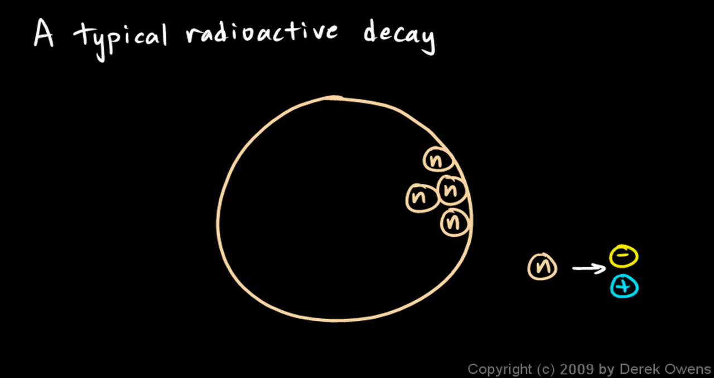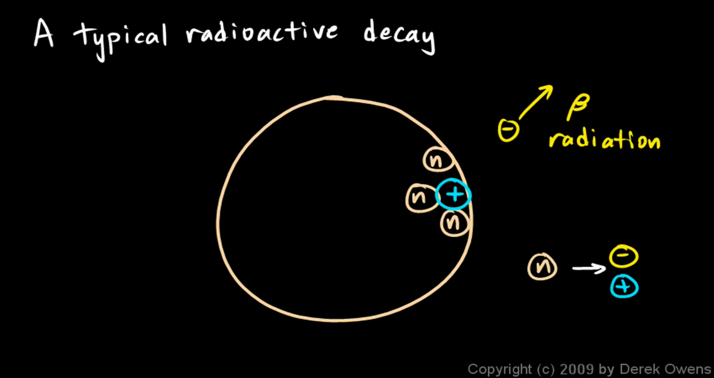Okay, so imagine that happening right here. What happens then is instead of a neutron right here, we get a proton, and an electron comes flying out. That's beta radiation right there, the electron flying out. And this neutron has changed into a proton.